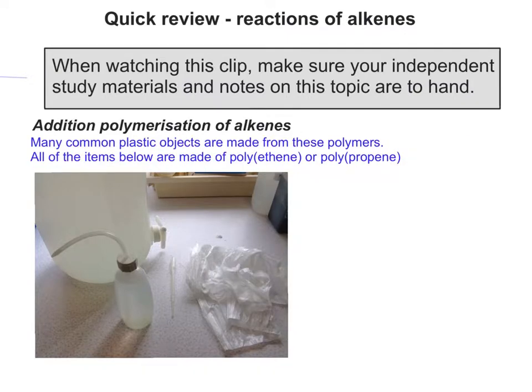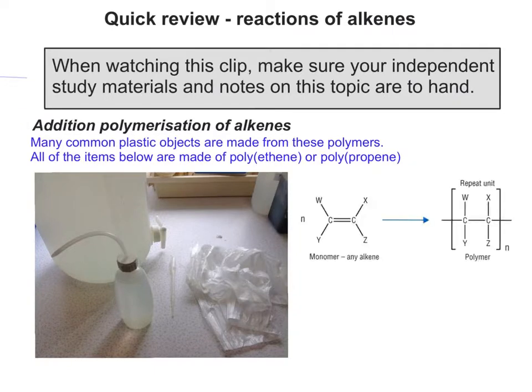A vast range of plastic objects are made from addition polymers, as we call them, and we use alkenes to make these polymers. I've just put a selection of items commonly found in the lab, things like a plastic bag, a plastic dropping pipette. You could make a deionized water dispenser from polyethylene or polypropylene, for example.